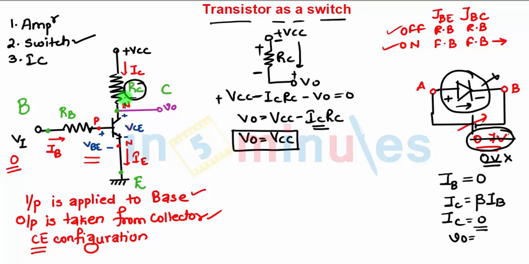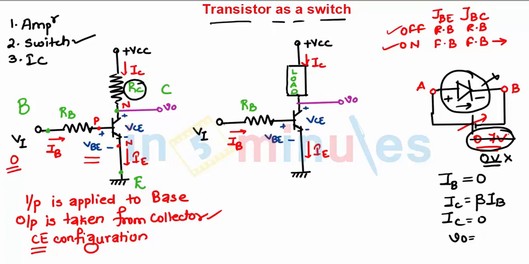Since the current is 0, if I have any appliance connected over here, for example a load, it can be a motor, LED lighting, anything through which you want to pass current. If my collector current is 0, no current will flow through the motor or LED, so they will be off. And the VO I am getting is equivalent to VCC, right?